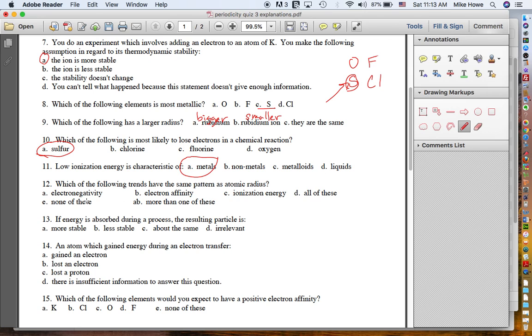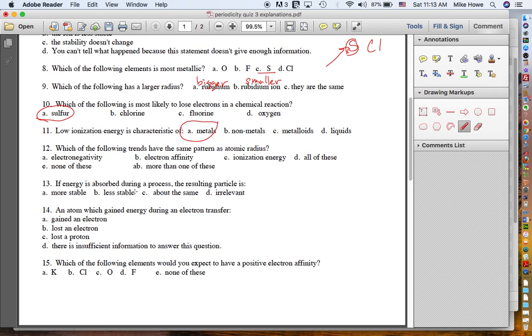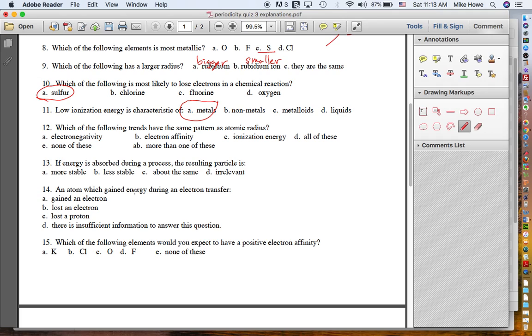All right, number 12, which one has the same pattern as atomic radius? Atomic radius gets smaller as you go to the right, but electronegativity, electron affinity, and ionization energy all got greater as you went to the right. So I'm trying to get you to see that none of these match atomic radius. In fact, they are all opposite in trend.